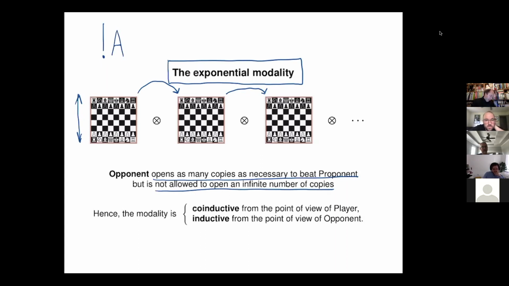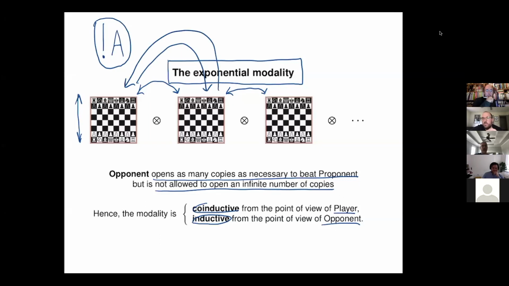So from that point of view, the modality is inductive from the point of view of opponent, but co-inductive from the point of view of player. If I want to win as a player, I need to have a good strategy that can handle any number of new copies here. And opponent, on the other hand, can explore my strategy by opening a new copy. That's really the idea of this modality. Opening up new copies is kind of like using contraction a lot. Once you open up a copy, can you get rid of it? Use kind of like weakening to delete it? Yeah. So opponent can get rid of a copy. And also, of course, open a new copy, but then come back to the previous one.